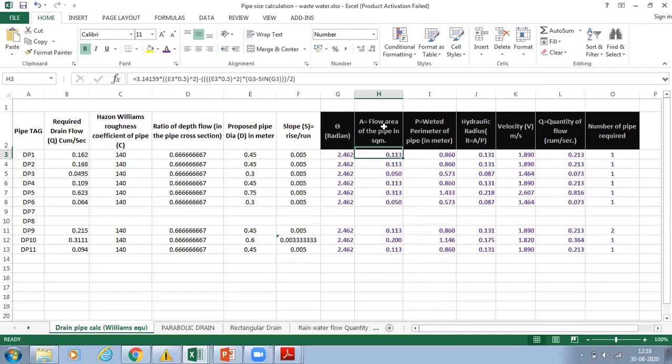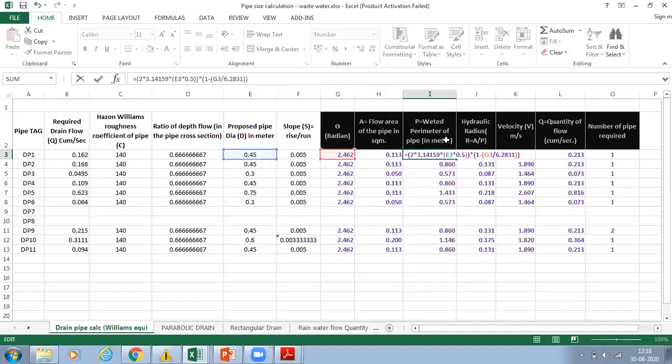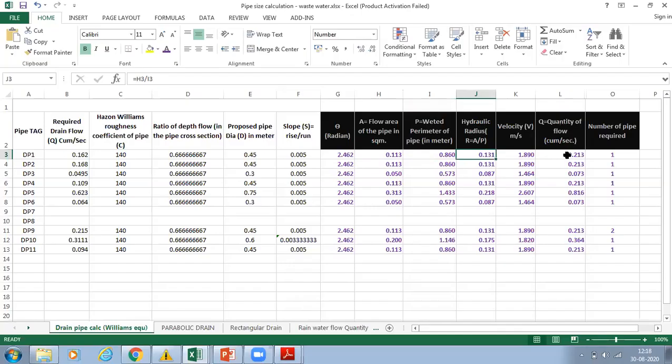Flow area of the pipe in square meter. Okay, this is in meter square. Wetted perimeter, this is the wetted perimeter in meter. Hydraulic radius R equal to area by perimeter. You will get the velocity 1.89. Quantity of flow equal to 0.213 cubic meter per second.